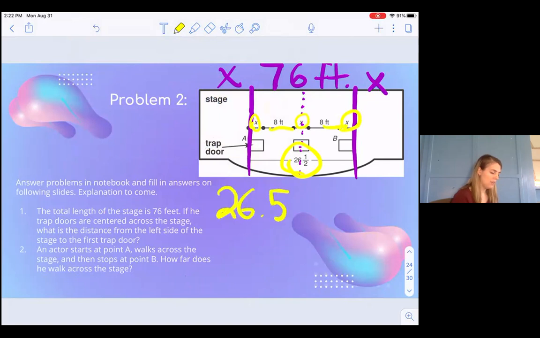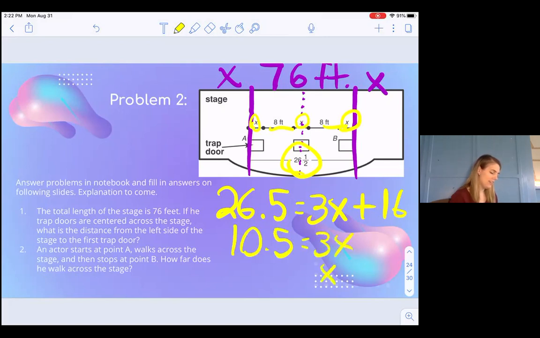So this is going to be 26.5 equals X plus X plus X, which is 3X, plus 16. I subtract 16. I get 10.5 equals 3X. Then I divide 10.5 by 3. I'm going to get help from my calculator just to make it faster. And I get X equals 3.5.